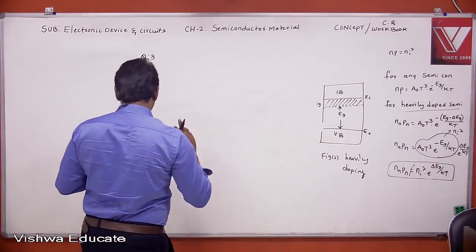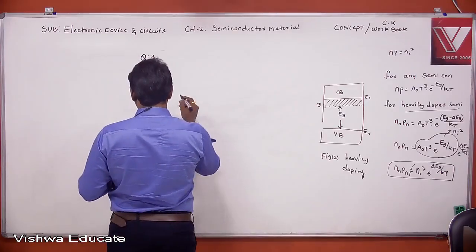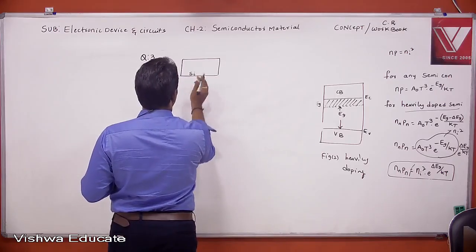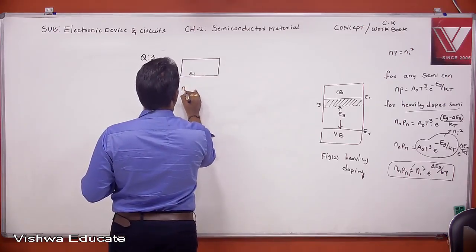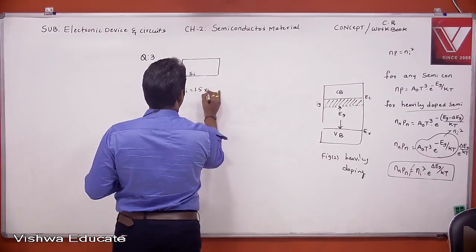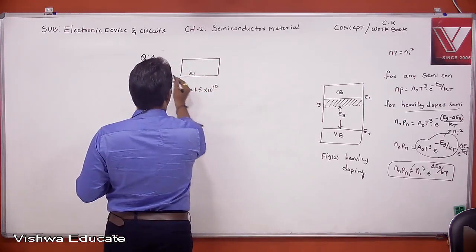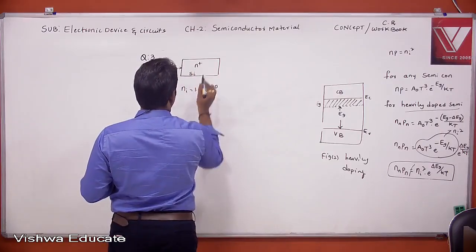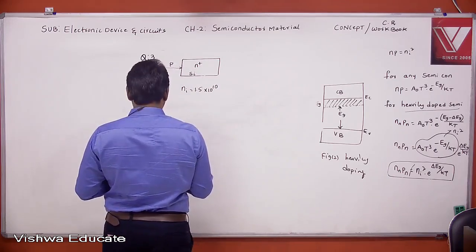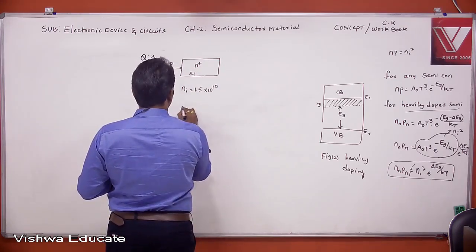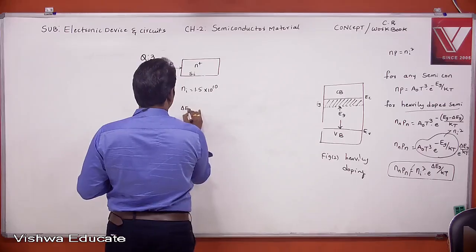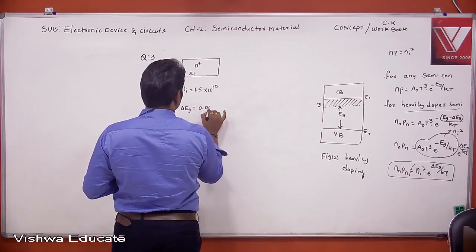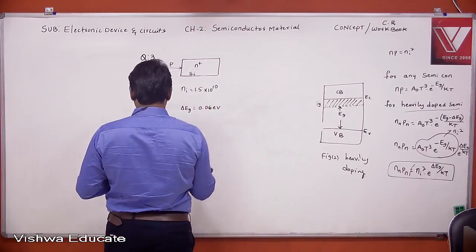Once again, all of you read the question. They have given a pure silicon sample with intrinsic concentration 1.5 into 10 power 10. It is heavily doped with phosphorus. Heavily doped means this becomes N+. Due to which the energy gap decreases by an amount of 0.06, that means delta is equal to 0.06 electron volt.